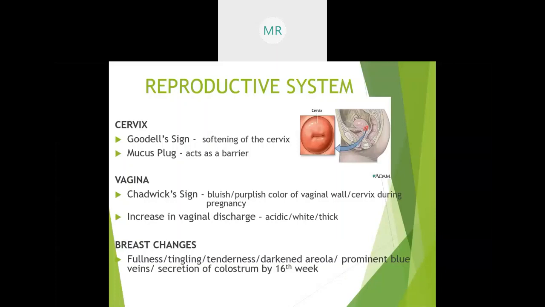And then, of course, thanks to estrogen and progesterone production, there are changes in the breast as well. There's fullness, tingling, tenderness, darkened areola. We talked about the darker pigmentation. They look full, so they get prominent blue veins. And it could secrete colostrum by the 16th week.